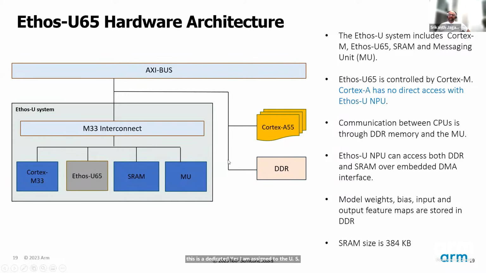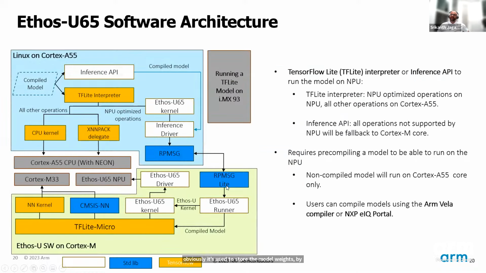And then in terms of the other memory units, for DDR there is direct access from the system bus for the Cortex-A55, the Cortex-M33, and also the Ethos-U65. The DDR is used to store the model weights, bias, and other things needed during the ML computation.